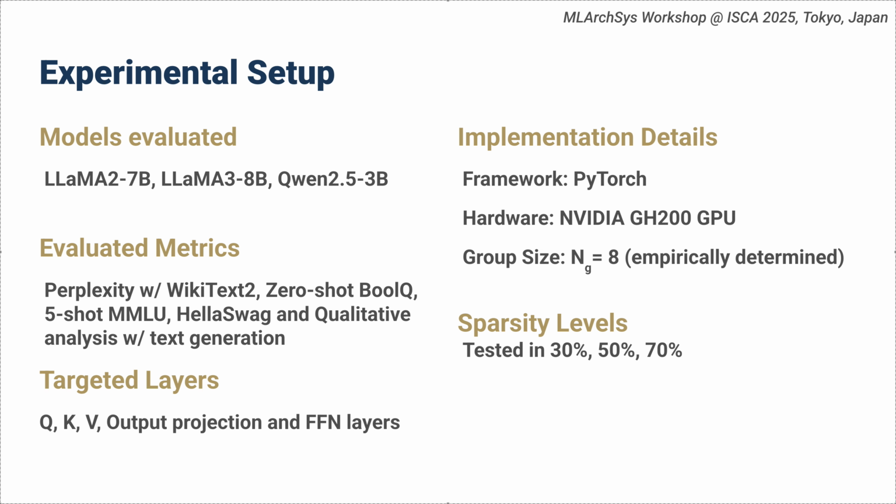We evaluate ReCAP on the Llama family, Llama 2 7 billion and Llama 3 8 billion models, and Qwen 2.5 3 billion models. Evaluation metrics include perplexity on WikiText2, zero-shot BoolQ, 5-shot MMLU, HellaSwag, and qualitative text generation analysis. Target layers include query, key, value and output projections, plus feed-forward network layers. Implementation used PyTorch with NVIDIA GH200 GPU for inference and empirically determined group size ng as 8.